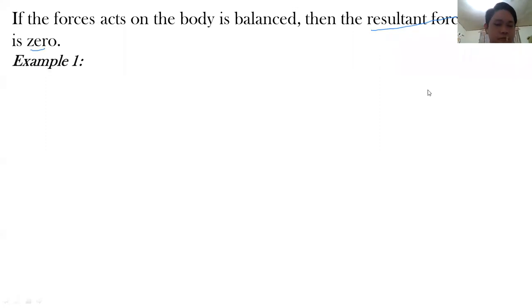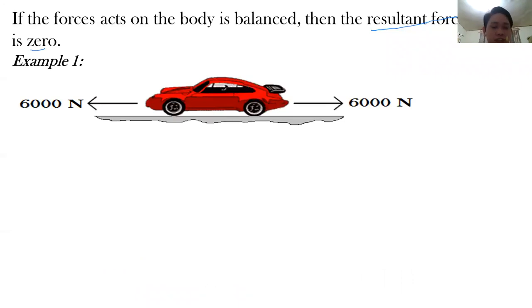So let's have an example. 6,000 newtons is your forward force, and the other is the backward force, which is also 6,000 newtons. So the resultant force will give us 6,000 minus 6,000 newtons, which is 0 newtons. Remember, getting the resultant force is like combining vectors. For opposite directions, we have to subtract, and for the same direction, we have to combine or add them.